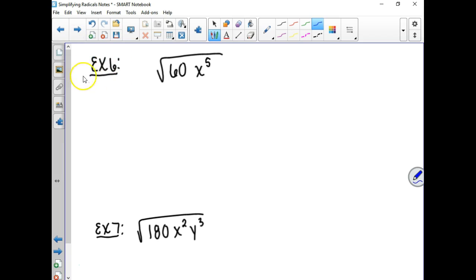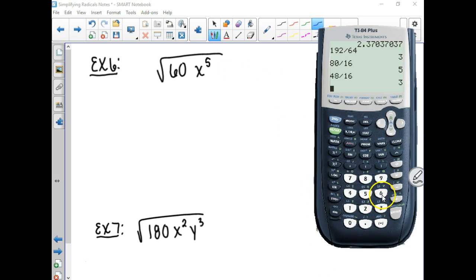Now, let's look at some examples that have variables. Okay, so whenever you have examples of variables, you are going to do these problems. The number part we do just like we did the last problem, but the variable is going to be a little bit different. To help students remember this, I normally do this. We know that we are going to break 60 down. If we look at our perfect squares, 60 divided by 4 is going to give us 15. So I'm going to break 60 down into 4 times 15.